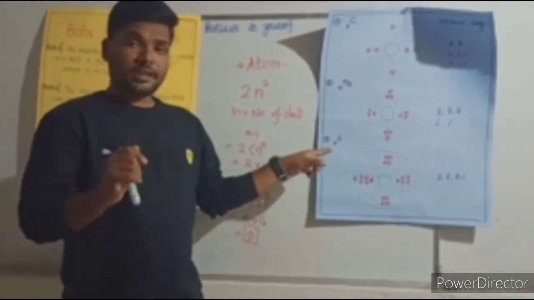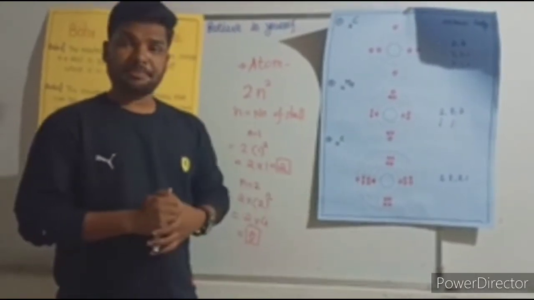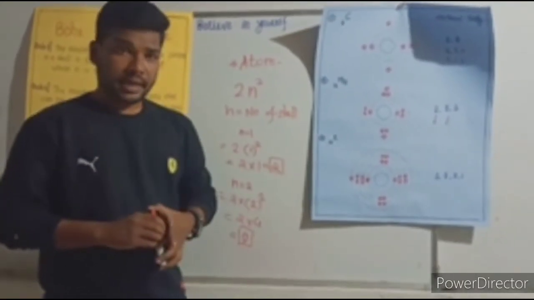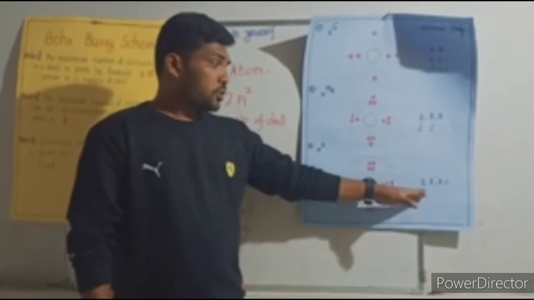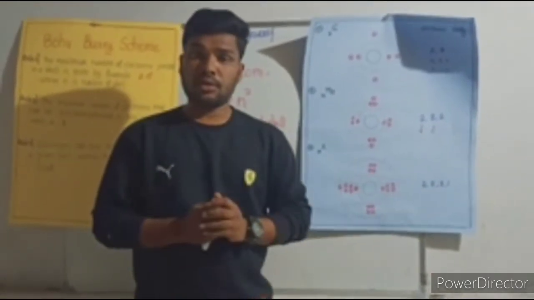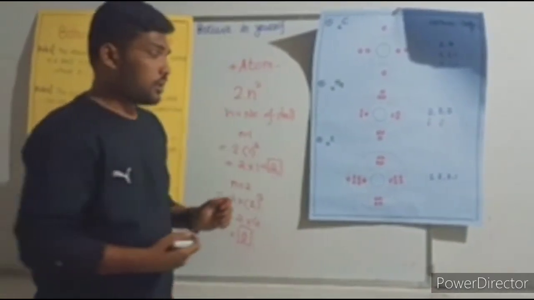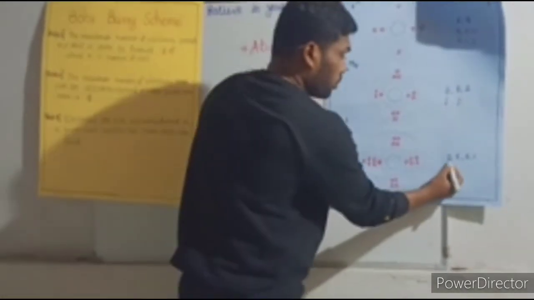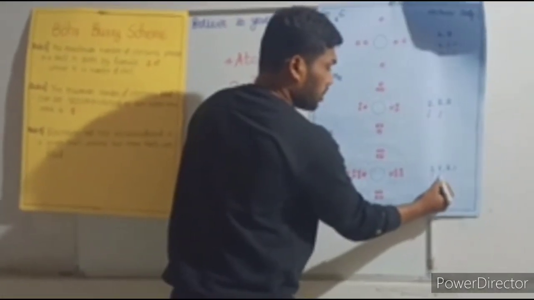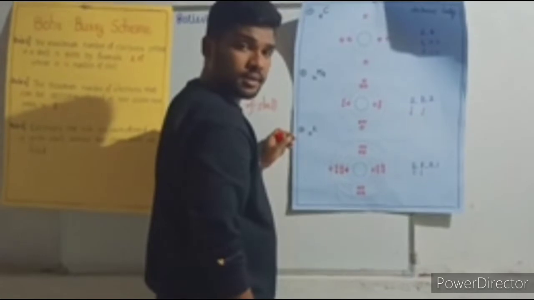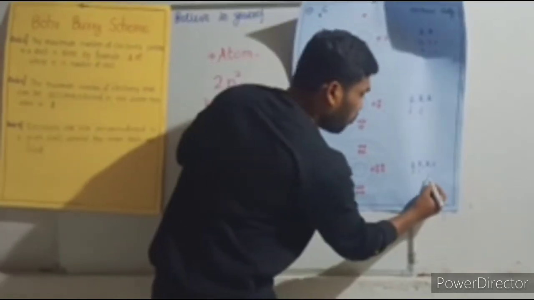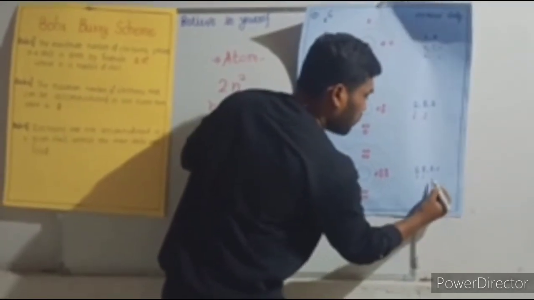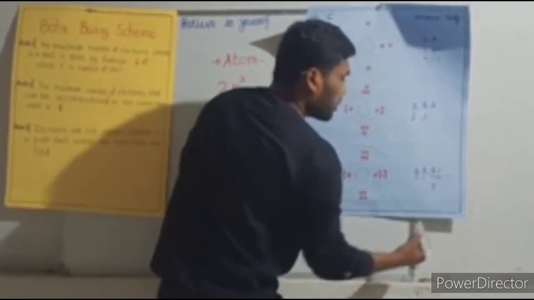Now, see the third example. Potassium has atomic number 19. The electronic configuration is 2, 8, 8, 1. You know why 2 and 8 come here. 2 plus 8 is 10, so why have we not written 9 here? Here I have written 8 and 1.